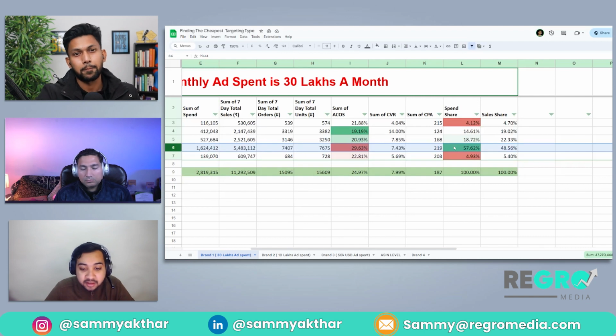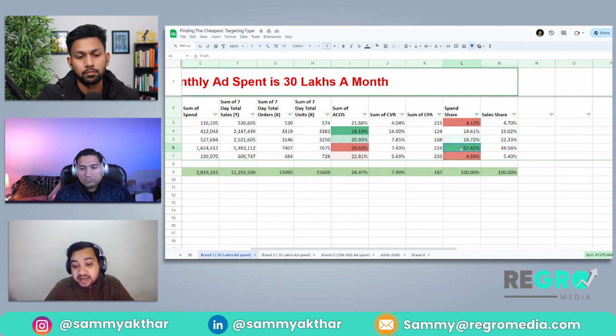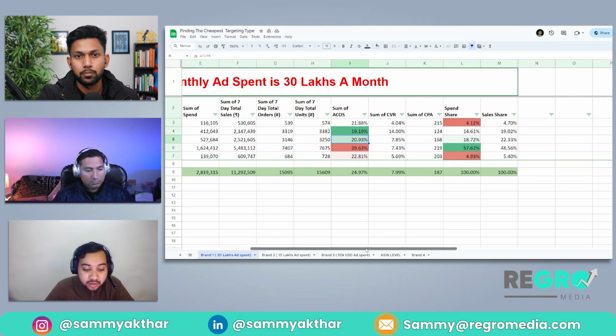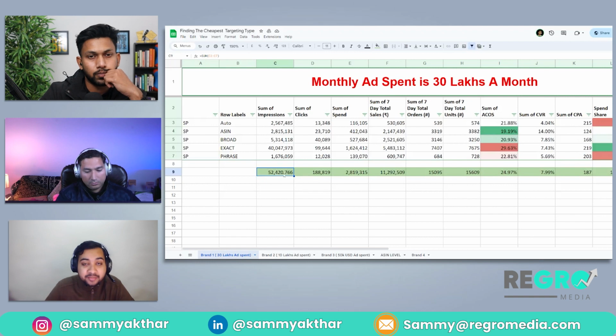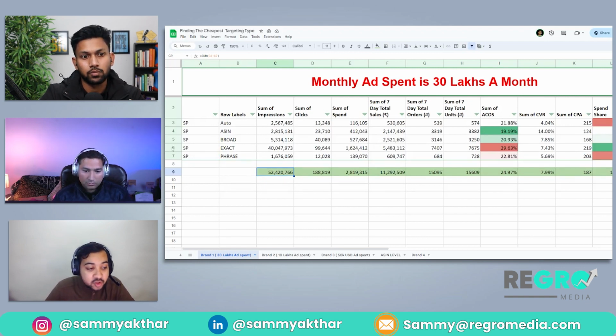So rather than focusing on these highly relevant exact keywords, focus more toward the discovery campaigns, which could increase the visibility and the traction towards your brand. So you can easily take this 52 million impressions figure to somewhere around 70 to 80 million just by shifting your spend from exact toward phrase and broad, right? It's that easy.